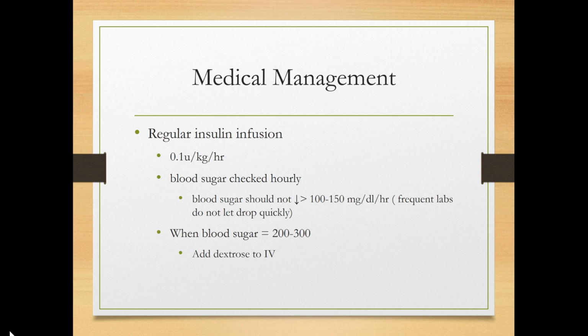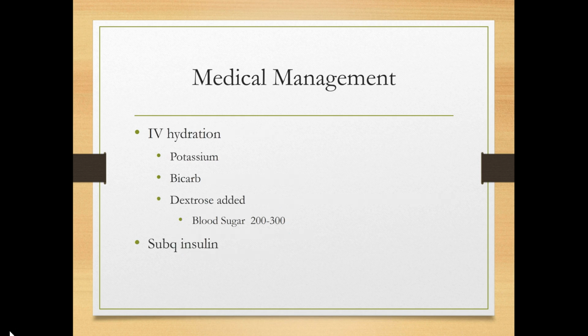And then once you do get their sugar to 200 to 300, you're going to add some sugar to that IV. So you're going to add dextrose to bring them down even slower. And then you're going to give them IV hydration. To correct that acidosis, you're going to give them potassium, bicarb, and we just talked about dextrose. You may give them some insulin.